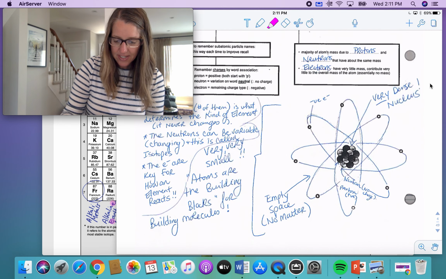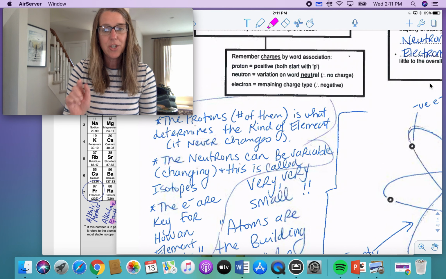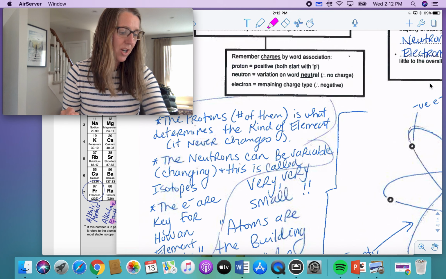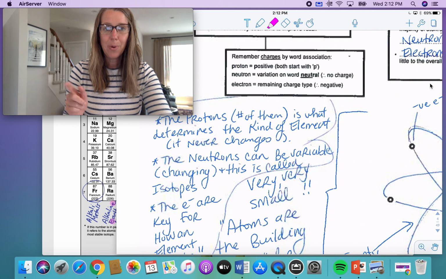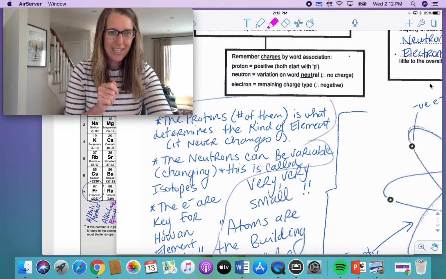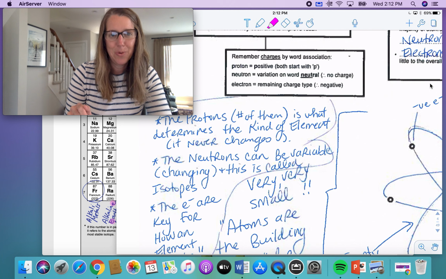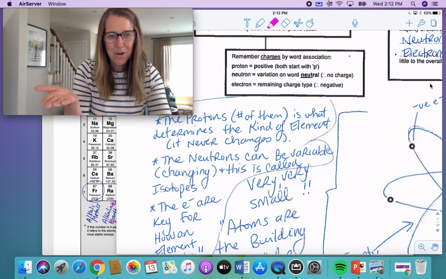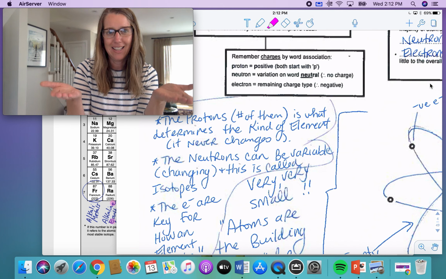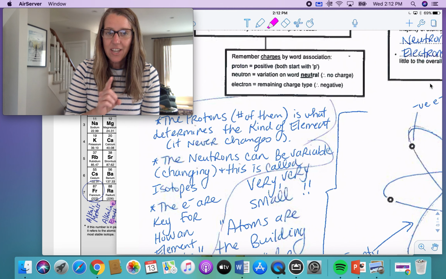So a couple of things to take away from here. Protons and the number of them, that's what determines the kind of element. It never changes, okay? Every single time you're talking about something with 10 protons, for example, that is atomic number 10, that's neon on your periodic table. Every single time we're talking about oxygen, oxygen has 8 protons in its nucleus. Its atomic number is 8. It has the same number of protons and electrons because they're going to be balanced with each other. That's a neutral atom.